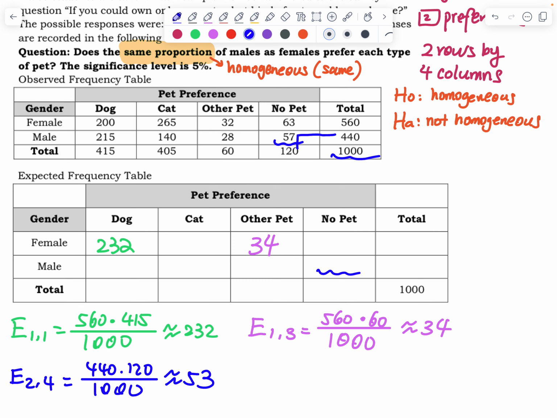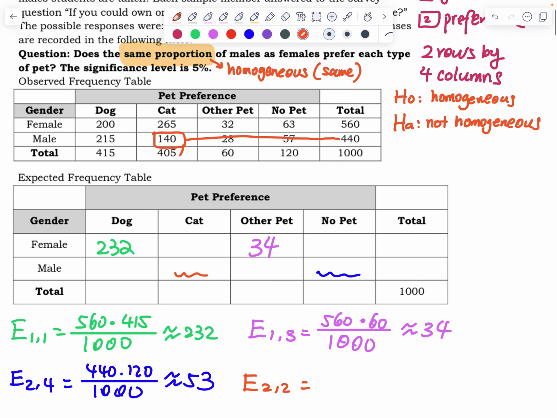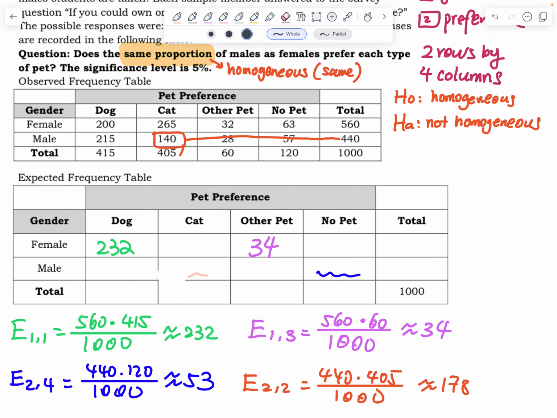And then I want to do one more. How about we try this male cat? That is the expected frequency, row 2, column 2. Go to the data, and let me erase these marks. We are based on this one, 405 and 440. So that is the row total times the column total, 405, divided by 1000. And this is approximately equal to 178. So I will put 178.